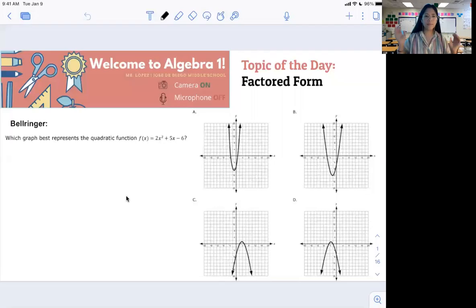So let's take a look. I have an equation, I have a function. What form is this equation written in? Let me make it a little bit bigger. What form is this in? Standard. It's in standard form.